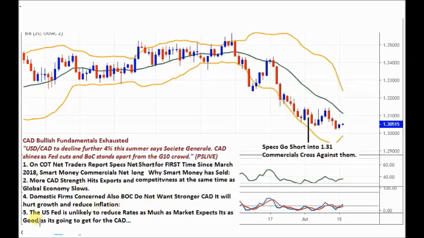On the other side, the US Fed is unlikely to reduce rates as much as the market expects. The market expects a cut this month, a cut in September, and 3 more through to mid-2020. Well, if it happens, it's in the price. We don't think the Fed are going to cut as quickly as the market thinks. So it's as good as it's going to get for the CAD.